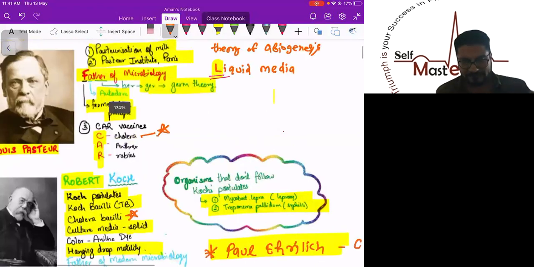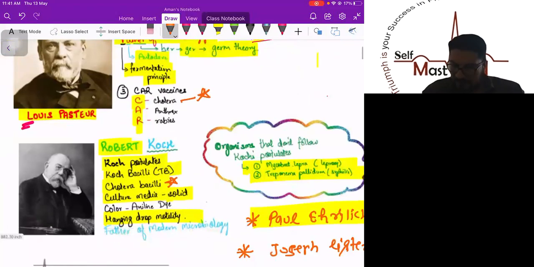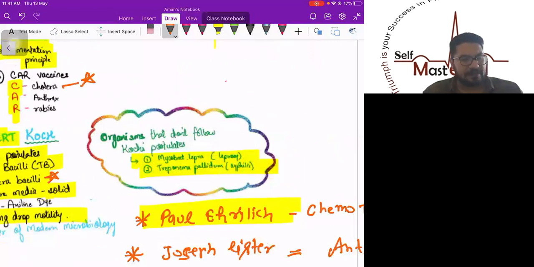So let us see once again. Louis Pasteur, the famous scientist, followed by Robert Koch. Robert Koch gave the Koch postulates. There are certain bacteria that don't follow Koch's postulates. These bacteria are Mycobacterium leprae and Treponema pallidum.